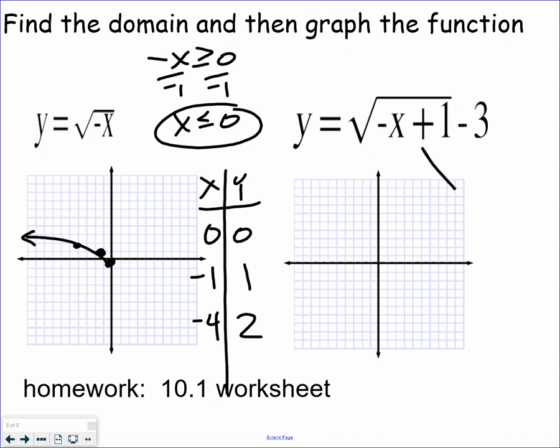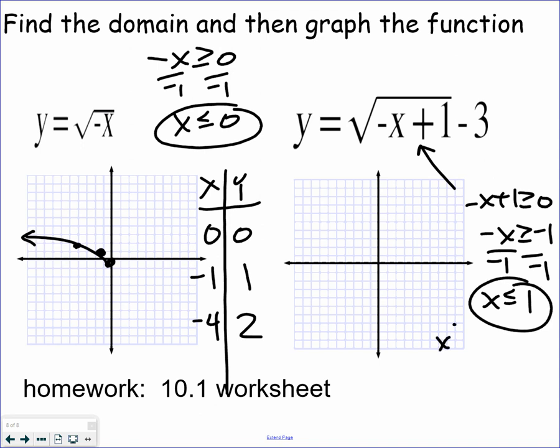So whatever is under the square root must be greater than or equal to 0. But when you solve it, I end up flipping the inequality symbol because I divided by a negative. So now when I do my XY chart and I start at 1, my numbers actually need to go down from 1. So 1, 0, and let's go negative 3. So negative 1 plus 1 is 0, square root minus 3. 0 plus 1 is 1, square root minus 3. So when I plug negative 3 in, I get negative 1.